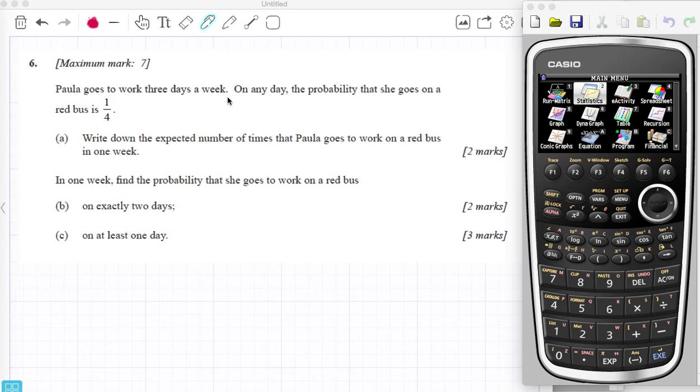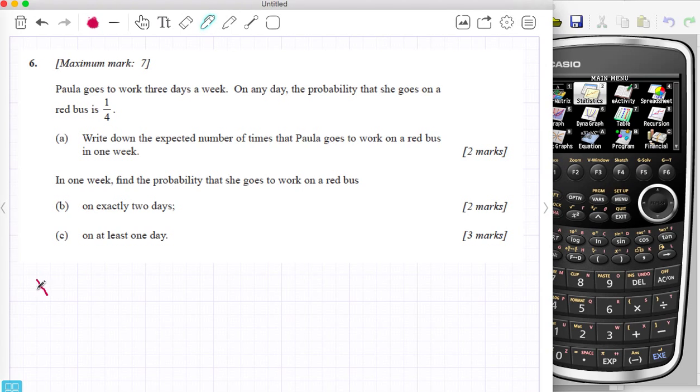Okay, so read through it. Paula goes to work 3 days a week. On any day, the probability she goes on a red bus is a quarter. Now, already I'm seeing that it's a red bus or not a red bus. So it's either red or not red. Two things happening means it's binomial. So before I even get into this question, I think about my binomial. If I'm saying it's distributed binomially, I need an n value, which is how many experiments there are, and a p value for the probability.